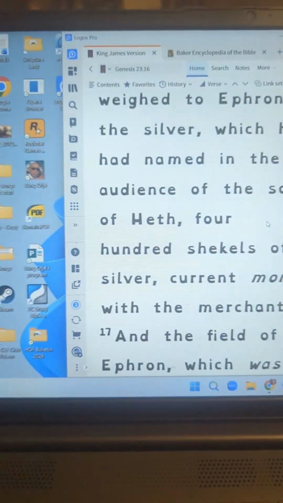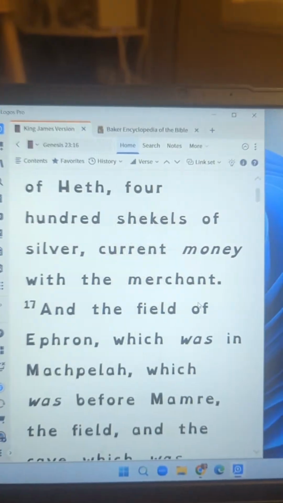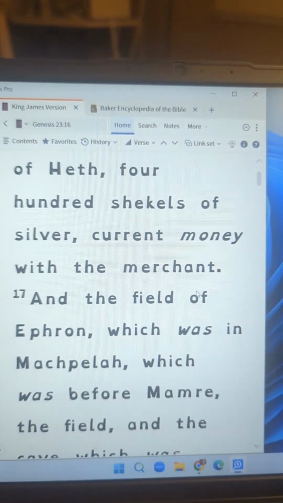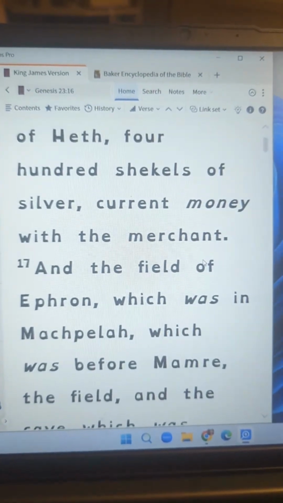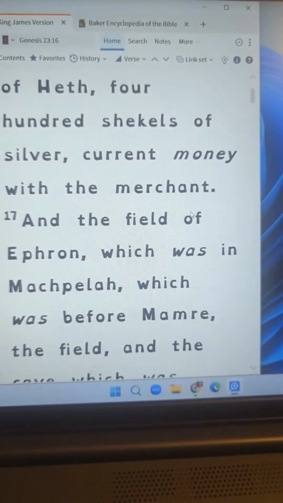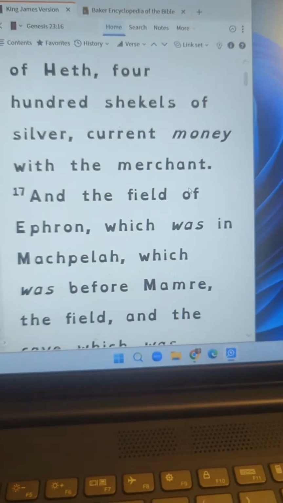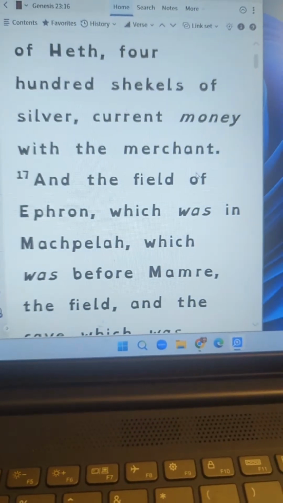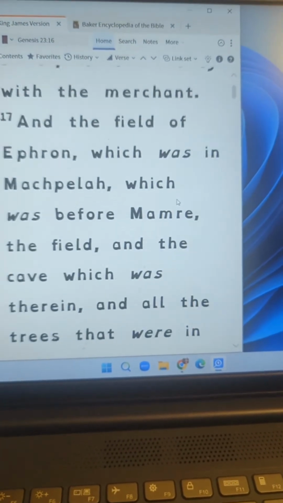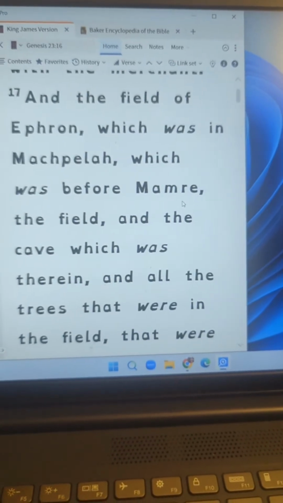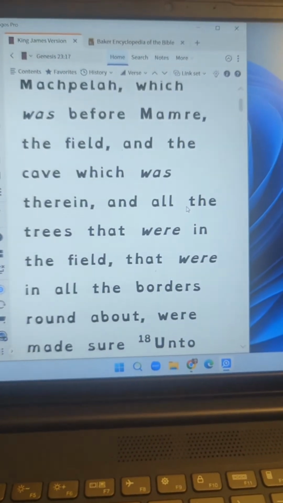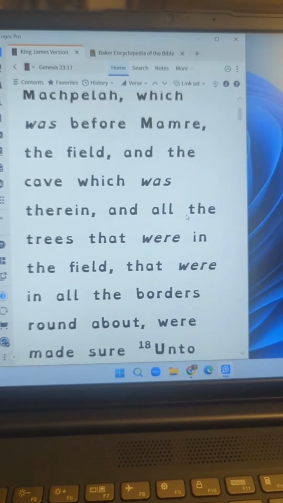Okay, hold on. Let's move it up a little bit. 400 shekels of silver, current money with the merchants, and the field of Ephron, which was in Machpelah, which was before Mamre, the field, and the cave which was therein, and all the trees that were in the field, that were in all the borders round about, were made sure.